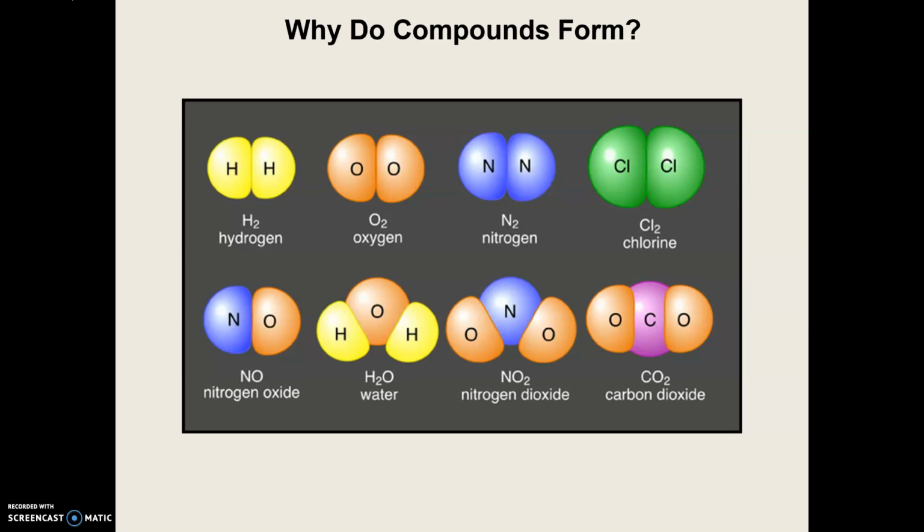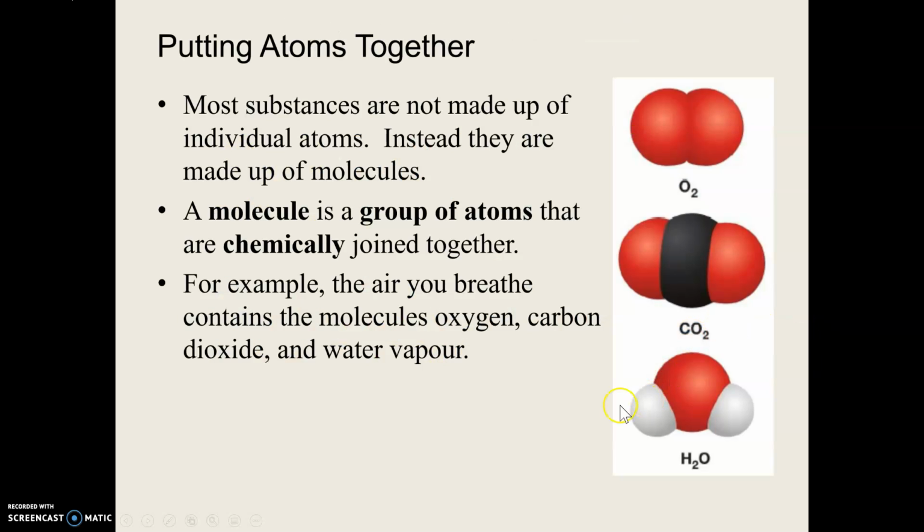It's on ionic bonding. The big question is why do compounds form? So putting atoms together, most substances are not made up of individual atoms. Instead, they're made up of molecules. A molecule is a group of atoms that are chemically joined together. For example, the air you breathe contains molecules of oxygen, carbon dioxide, and water vapor.